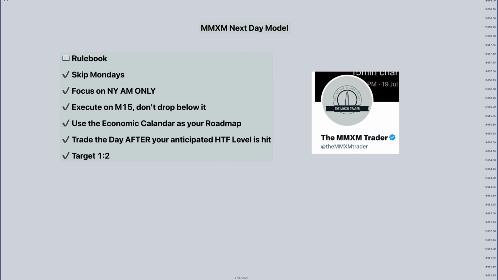Just like any other entry model, your entry model needs to have some rules. And let's go over the rules one by one. First of all, you need to skip Mondays. Why do you need to skip Mondays? It's because if you have a weekly candle, and for example, you expect a bearish week.